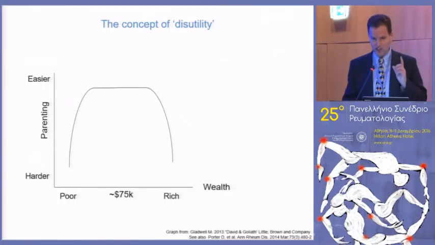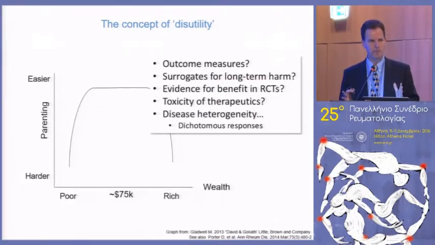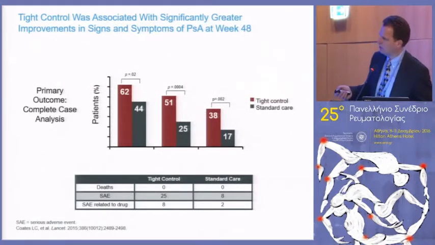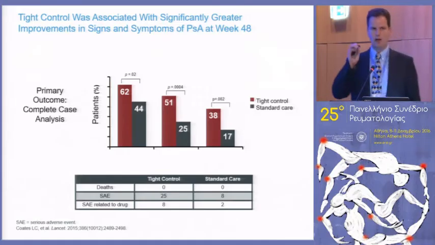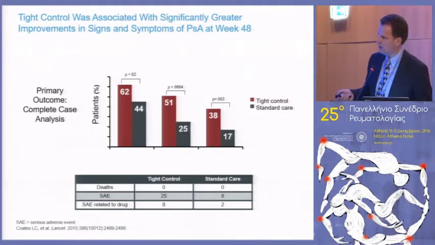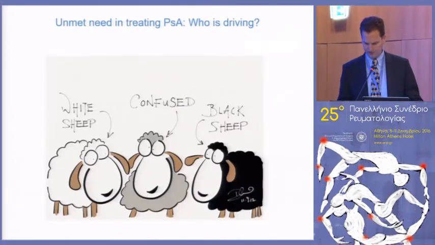So this is the disutility hypothesis. It's very difficult to have too much of a good thing. We need evidence that a treat-to-target approach helps. And fortunately, Laura Coates published just such a study. This is in the Lancet last year. The red group were treated to a tight control regime, and the grey group were treated to standard of care. And you see that the tight control patients did better. But unlike any other strategy trial, the serious adverse event rate was higher in the tight control group than the standard of care. So it's an open question whether tight control is the answer.